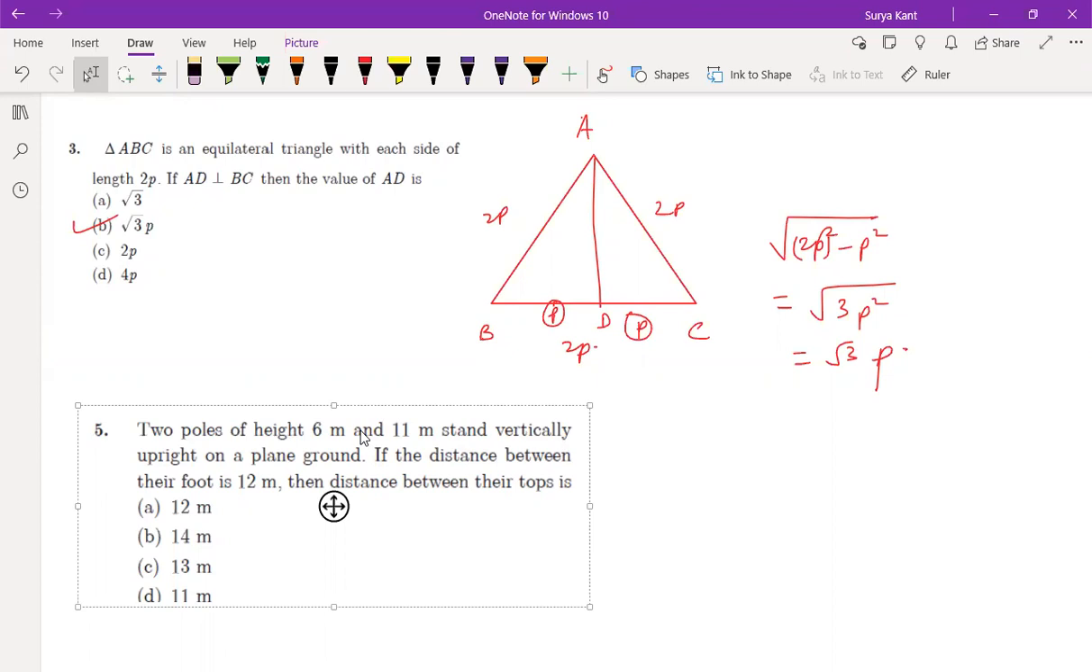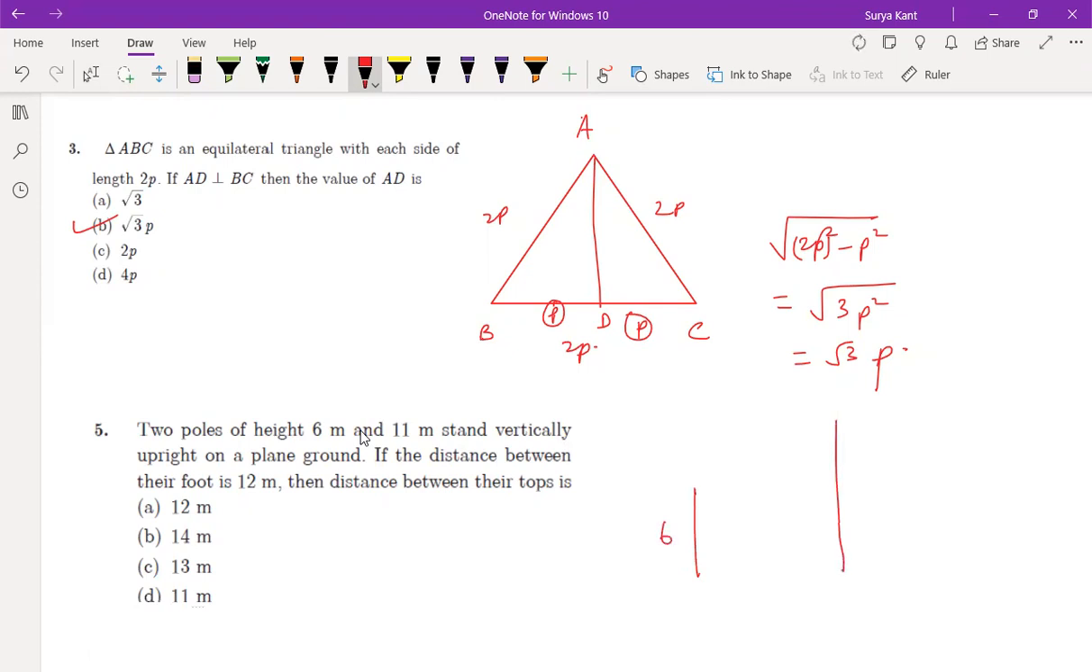The two poles of height 6 and 11 stand vertically upright on the level ground. One is 6, one is 11. The distance between the feet is 12. We need the distance between the tops. So here also we should apply the Pythagoras theorem. If the total is 11 and the down part is 6, the top part will be 5 only. This is already 12. So with 5 and 12, applying Pythagoras theorem, we get 13. The answer is 13.